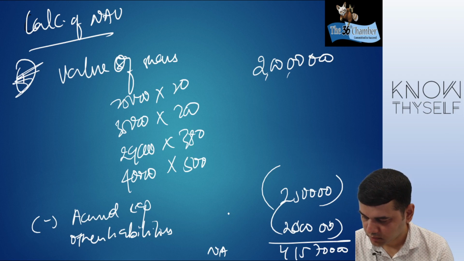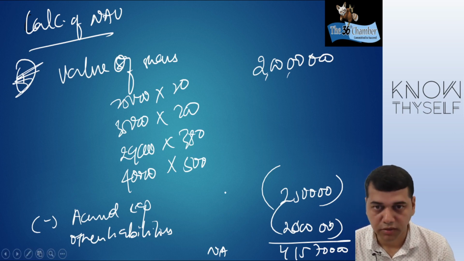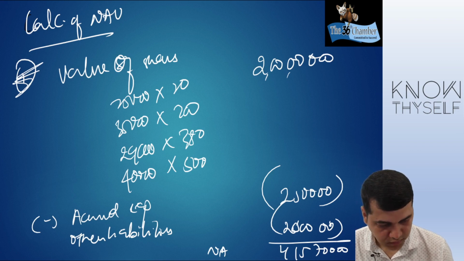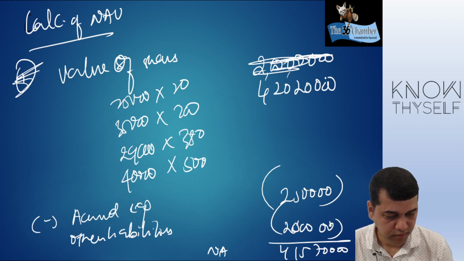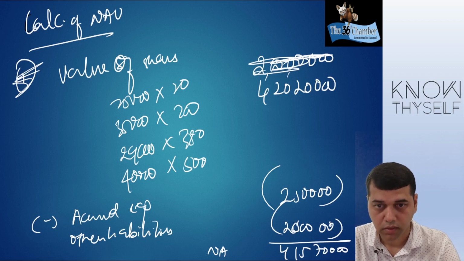One minute. Sorry, I believe it is 4 crore, I think. No, no, one minute. It's not 2 crores. How much does it come to? 2 crores plus 1 crore 10 lakh 20,000 plus 1 crore 5 lakh plus 4 crore 20 lakh. This total is 4 crore 20 lakh 20,000 minus 5 lakh. Done.